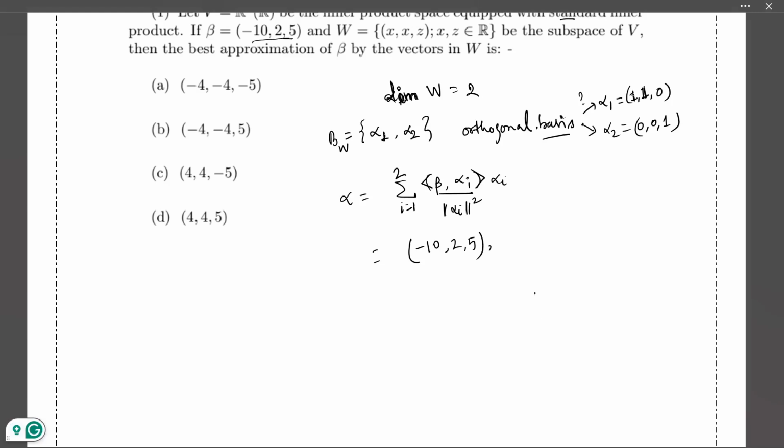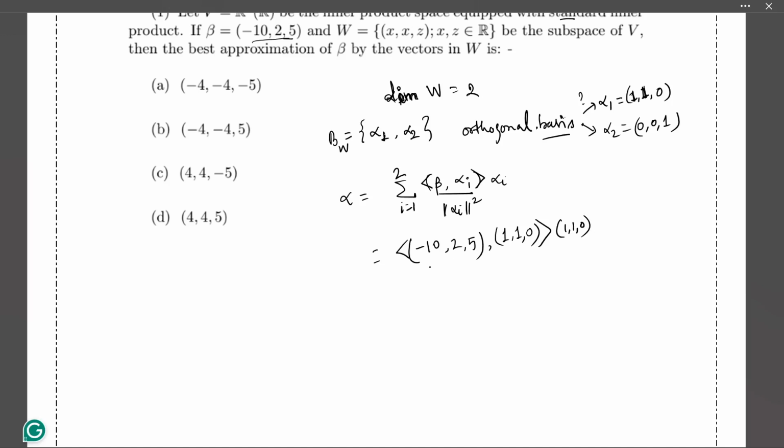So what does the standard inner product do? Coordinate-wise multiply and then take the sum. So coordinate-wise multiplication will give 0, 0, 0, and then the sum is itself 0. So the inner product of alpha 1 and alpha 2 is 0. So they are orthogonal. Okay.